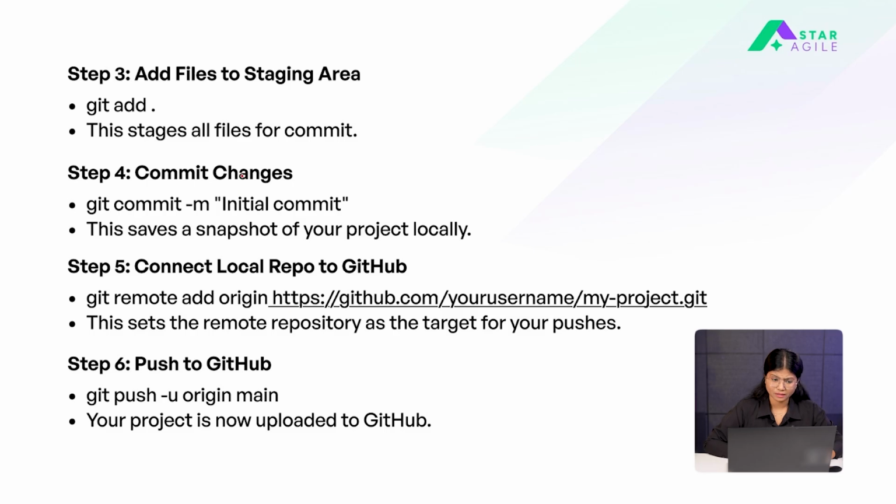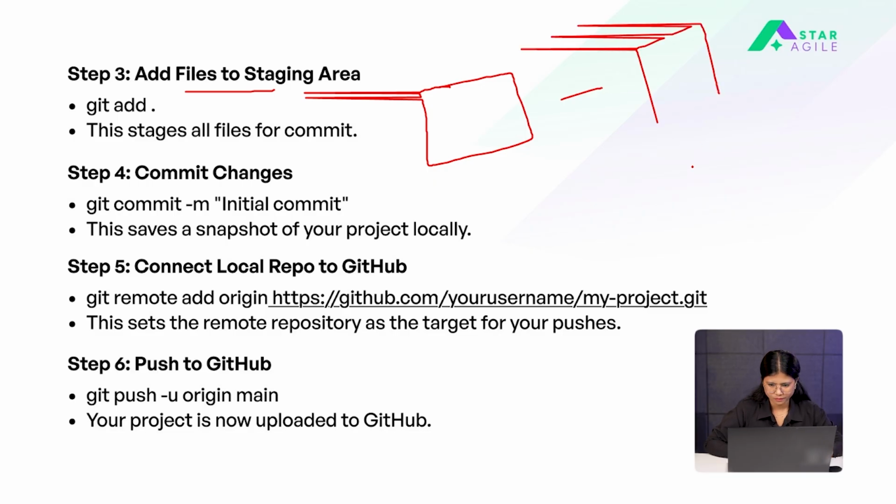The third step: we are going to add the files to the staging area. You might be confused about what the staging area is. When we do git add, we go with the next step, which is git commit. One minute.